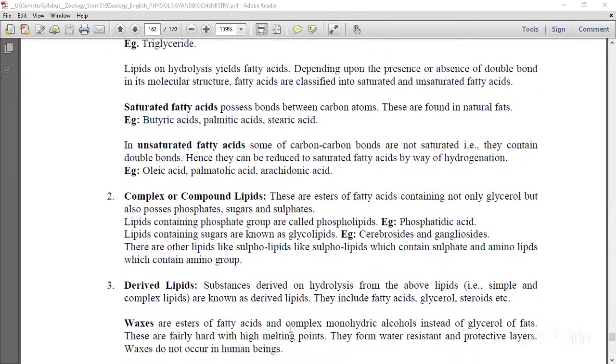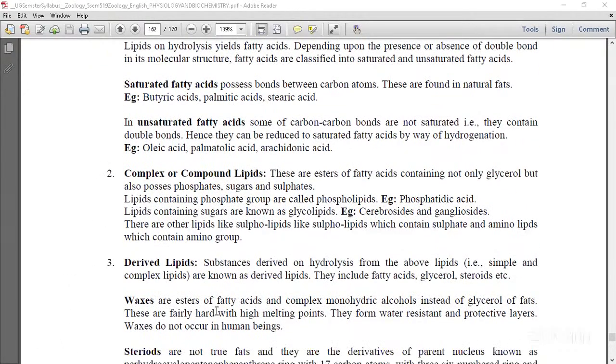amino group. The other one is derived lipids, substances which are derived during the hydrolysis of any of the above lipids, like complex lipids or the simple lipids, and these are known as derived lipids. They include the fatty acids and glycerols and steroids. Here the examples for the derived lipids are waxes and steroids.